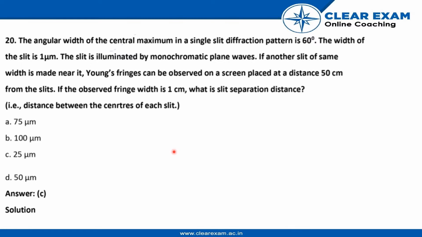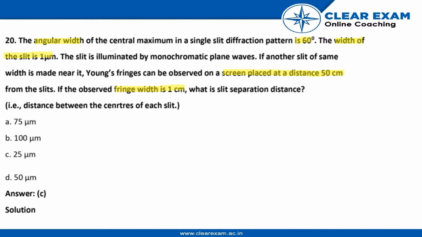Hello everyone. So let's discuss the given problem. I'll mark the important points here in the question. That is, given the angular width is 60 degree, right? And the width of the slit is 1 micrometer. Now we have distance from the screen is 50 centimeter in a Young's experiment, and the fringe width is 1 centimeter, right?